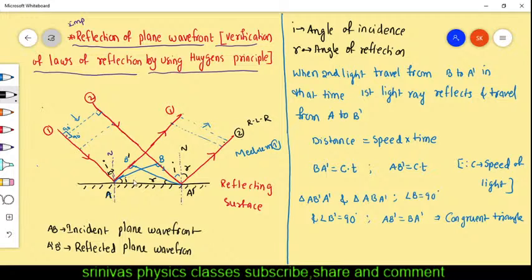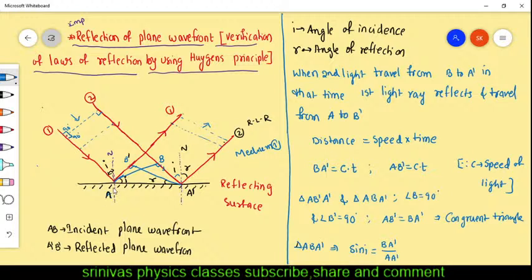Angle at A is equal to angle at A dash. Angle at A is I and angle at A dash is R. These two should be equal. Or otherwise we can write from the triangle also. You take the triangle ABA dash. From that you write sin I. Sin I is equal to the opposite side. I opposite side from the triangle ABA dash is BA dash.